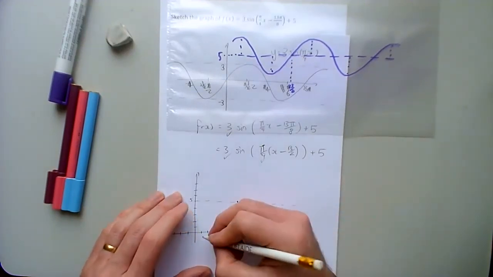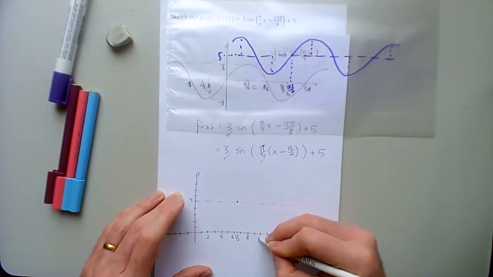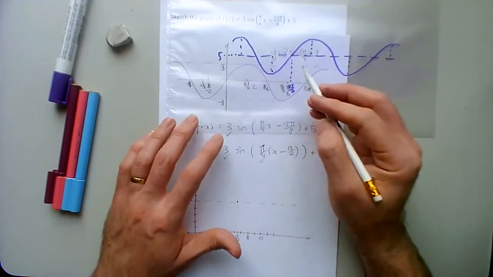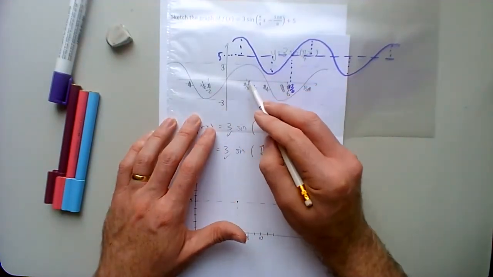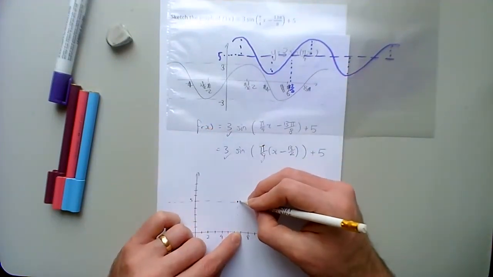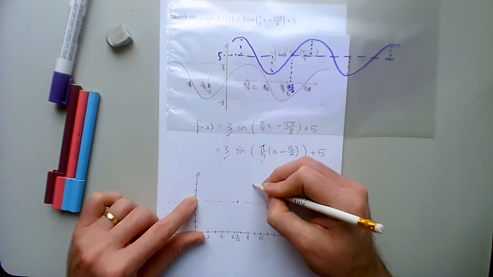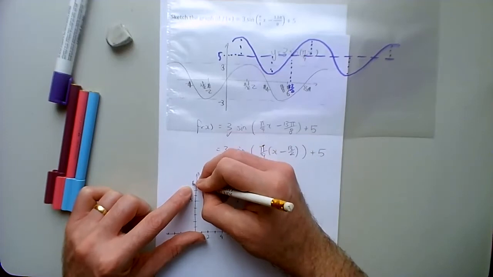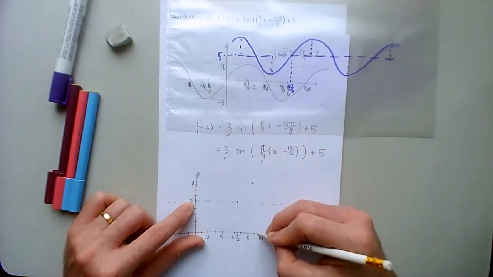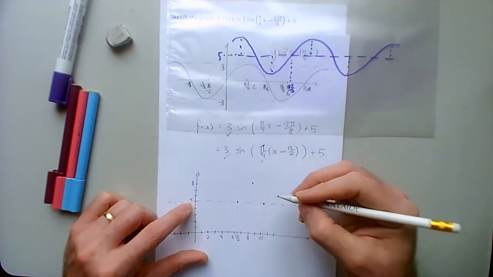Might put them in. Okay, and then it goes up here. Now, the original one, it took 2 to get to the peak, and it's still going to do that. So 1 would be here, and then 2 would be there. And so that's the peak, which would be 3 up, and that's up at 8. And then another 2 would get us back to here. So 1, 2 be there. That's far enough, I reckon.